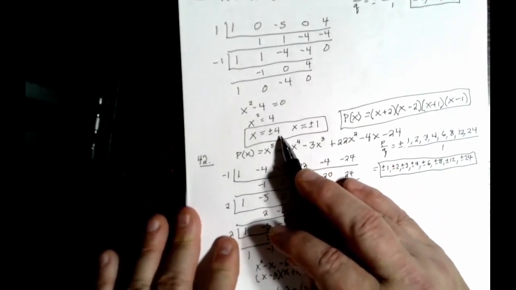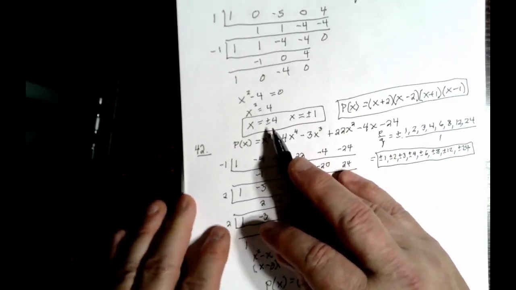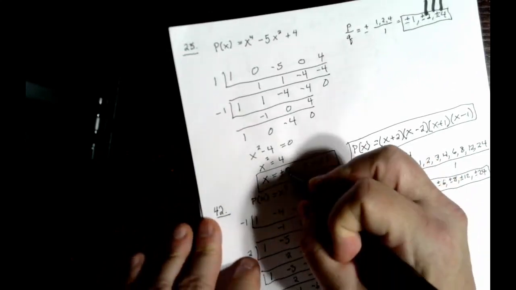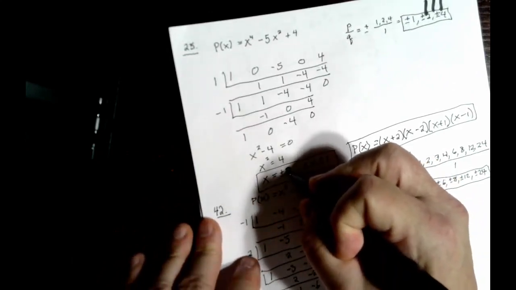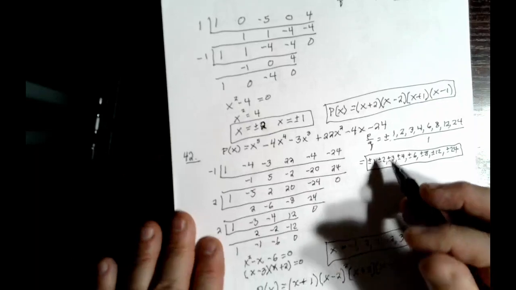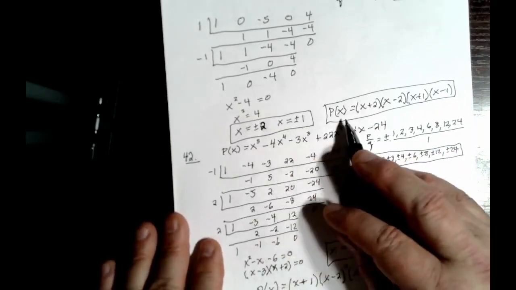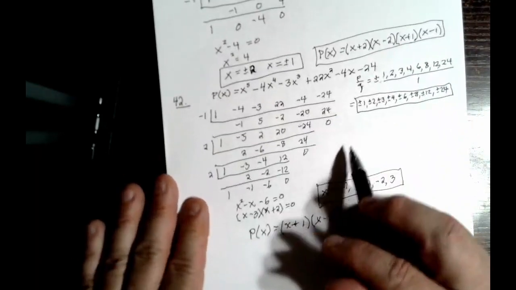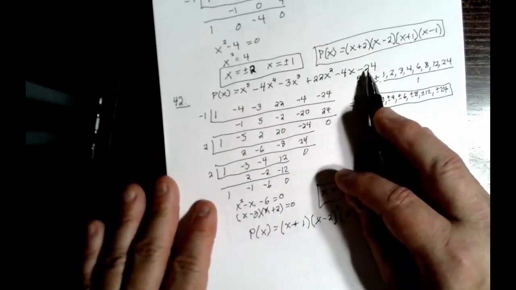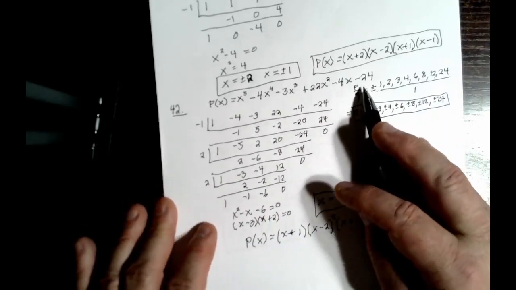That factors, and you get plus or minus 2, not plus or minus 4. Square root of 4 is 2. And you get plus or minus 2, plus or minus 1. So there's your factor. Degree 5, we've got to find 3 factors. Knock it down 3 times.